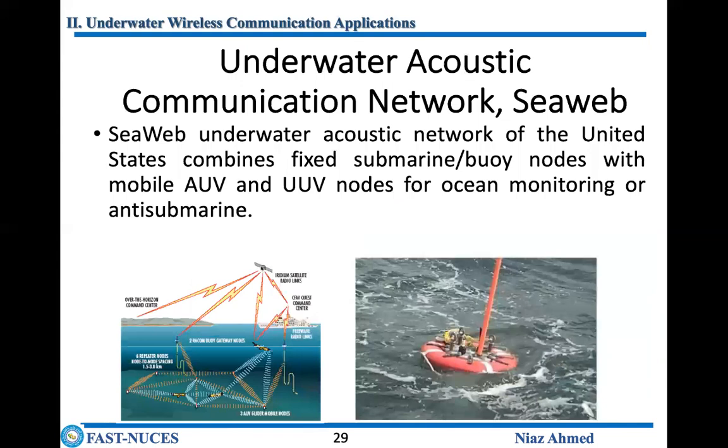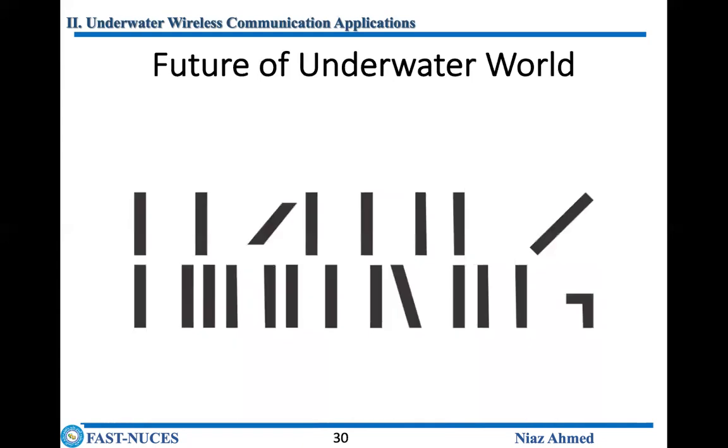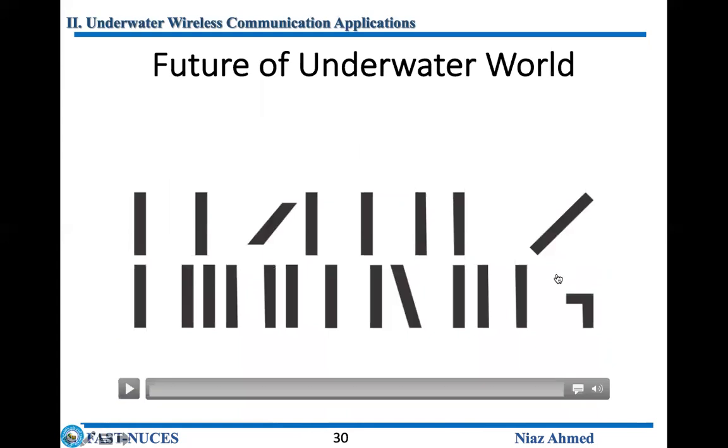Here is the underwater acoustic communication network. We basically have a C-Web, which is a network of the United States that combines these submarines by node with the mobile autonomous underwater vehicles or unmanned underwater vehicles to monitor oceans and submarine activities. So this drills down to get to know what is the future of the underwater world.